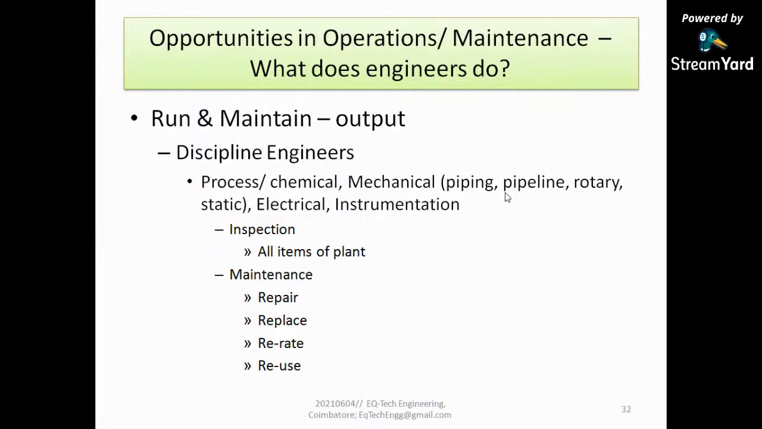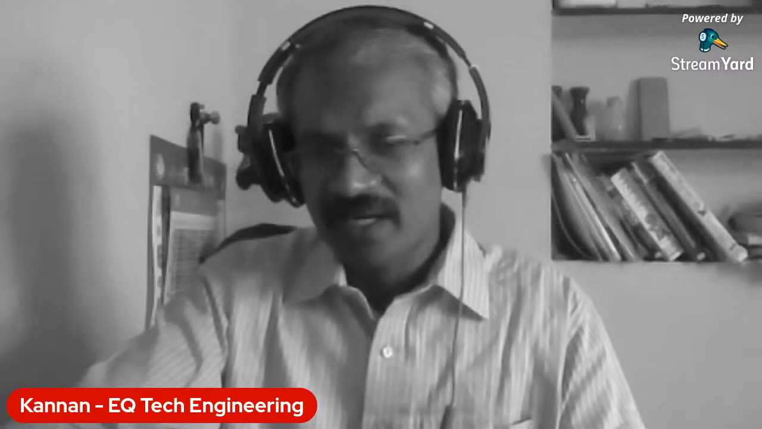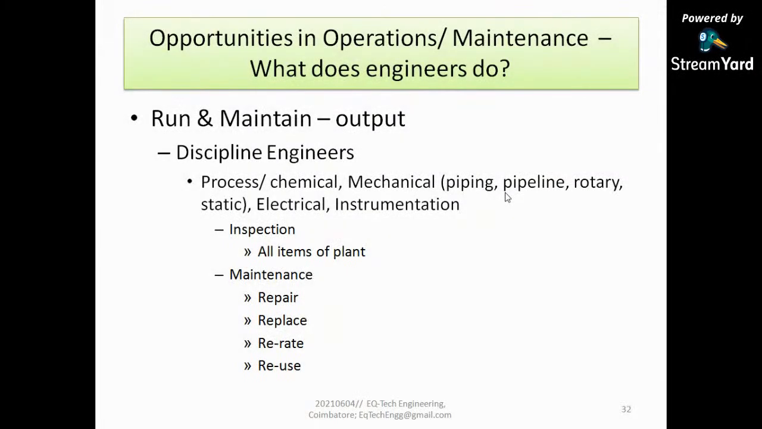Inspection plays a vital role in the operation of a plant because they inspect a piece of equipment for possible corrosion and they recommend repair or replacement. The inspection team inspects all items of the plant. Then, if some changes are required, they recommend that the maintenance department either repair, replace, re-rate or reuse. Repair and replace, students can understand easily.